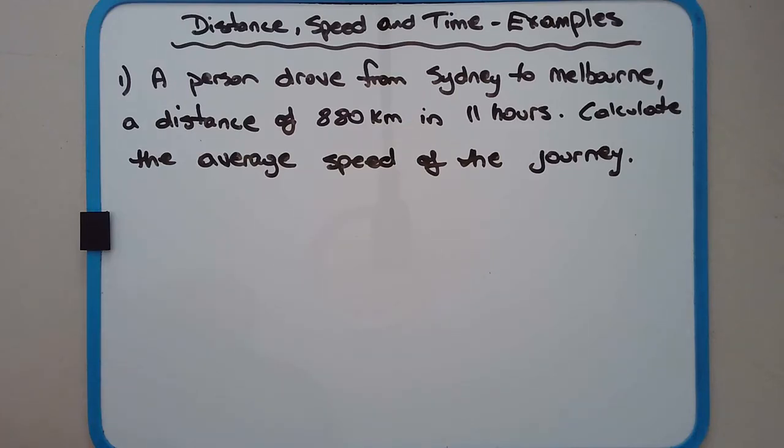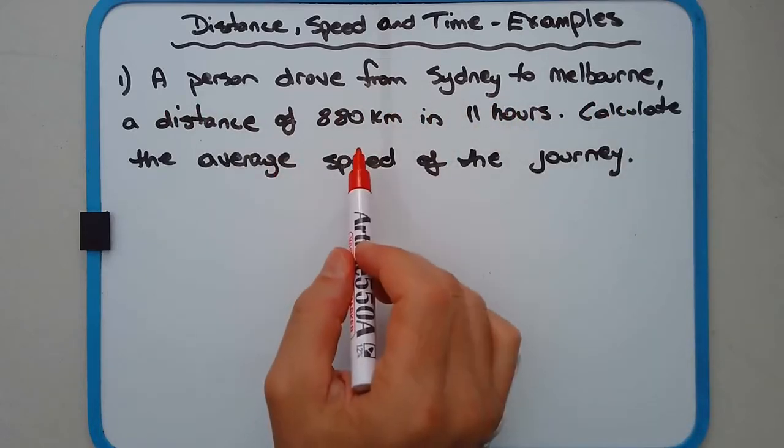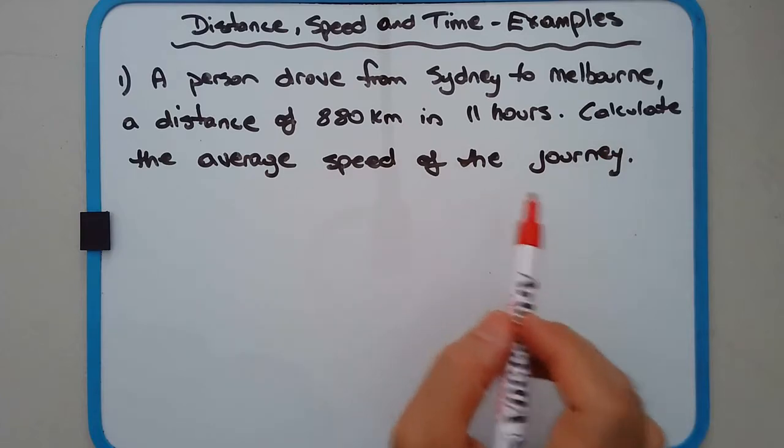Let's now have a look at some examples involving distance, speed and time. We'll look at two examples. Question 1: a person drove from Sydney to Melbourne, a distance of 880 kilometres, in 11 hours. Calculate the average speed of the journey.